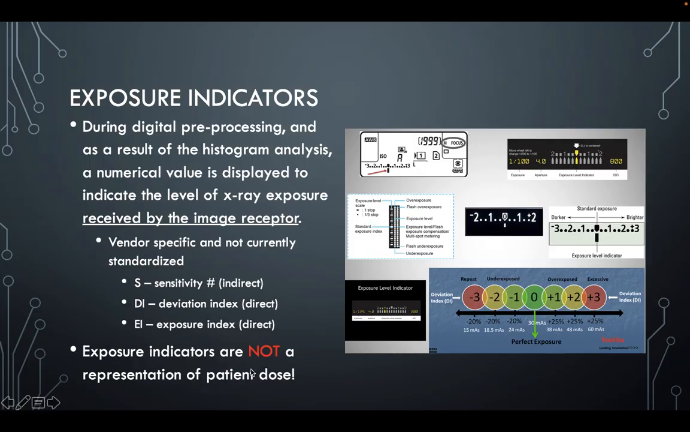Exposure indicators are not a representation of patient dose. They are a representation of what hit your detector, compared to what the detector was expecting. So this is an example of deviation index. You see this on the GE room in AOP. So let's say I took an x-ray at 30 mAs.